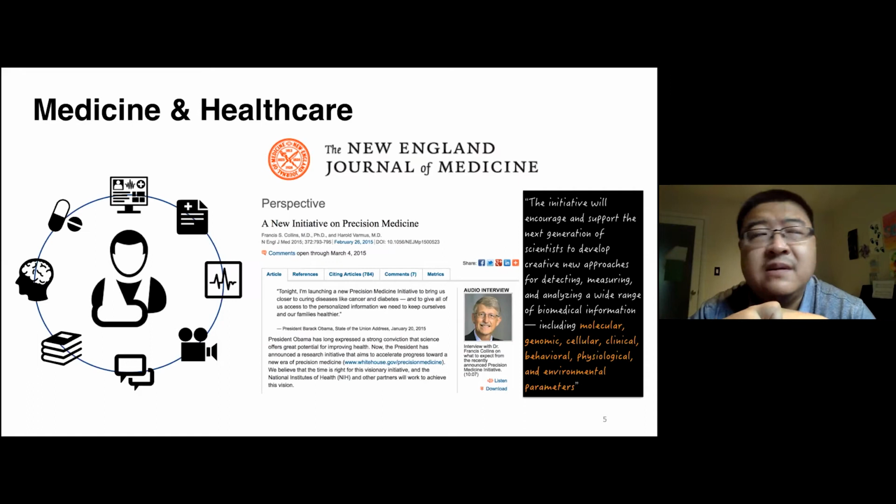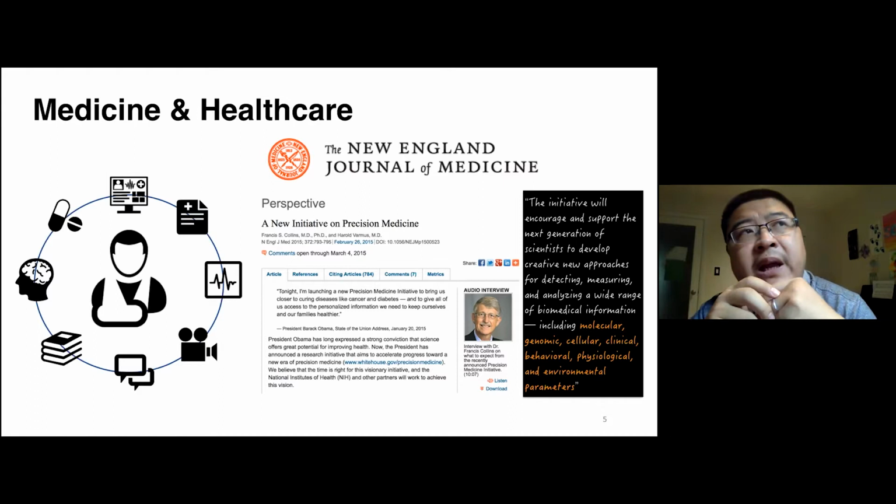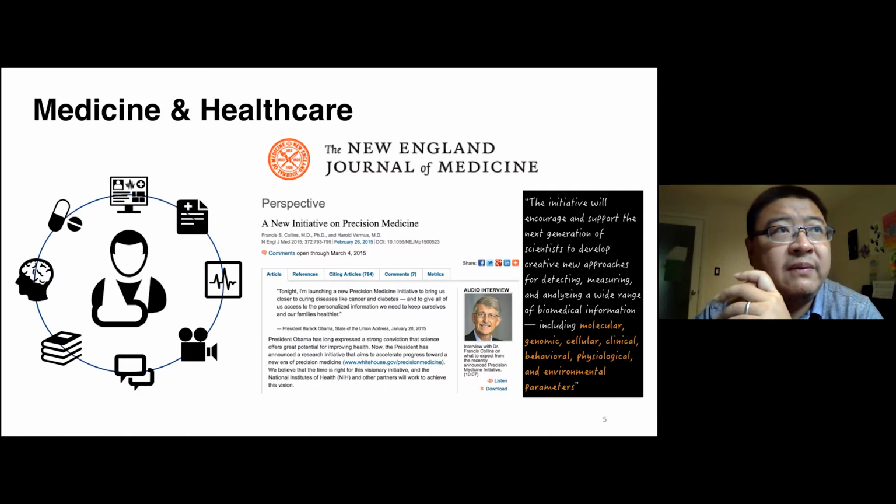He has this commentary or perspective in the New England Journal of Medicine. He specifically emphasized that this initiative will encourage and support the next generation of scientists to develop creative new approaches for detecting, measuring, and analyzing a wide range of biomedical information, including molecular, genomic, cellular, clinical, behavioral, physiological, and environmental factors.